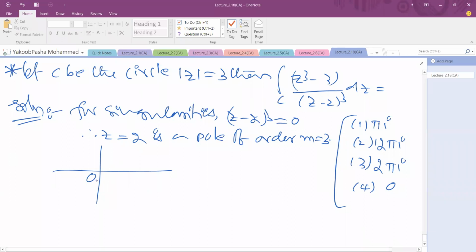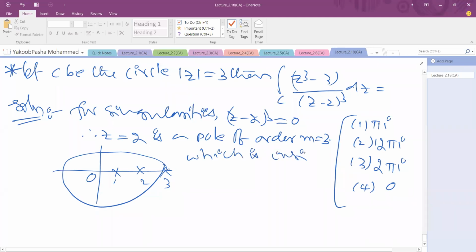The circle is modulus of z is equal to 3. That means this is 1, 2, this is 3. Okay, this is the circle. Okay, z is equal to 2 is inside the circle modulus of z is equal to 3. So it is z equal to 2.